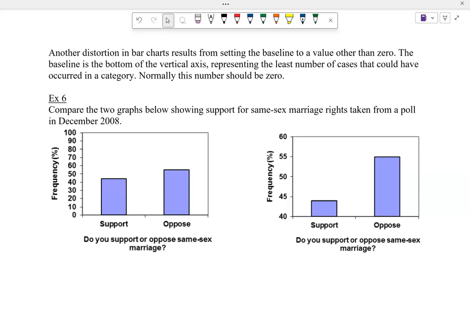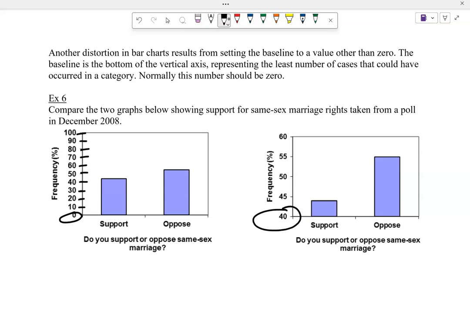Well, look at the bottom number. You want to be consistent with this. So if you look at the one on the left, these are both showing the same data, right? There are two graphs. There are people showing support for same-sex marriage or opposing it, taken from a poll in December 2008. And on the left, notice we're starting at 0, right, and we're going up by 10. You should go up the same amount each time, right?